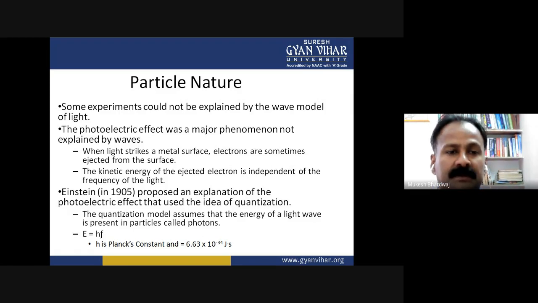Einstein in 1905 proposed the explanation of the photoelectric effect that uses the idea of quantization. The quantization model assumes that the energy of a light wave is present in particles called photons. E equals h nu, where h is known as Planck's constant and is equal to 6.63 into 10 to the power minus 34 joule second.